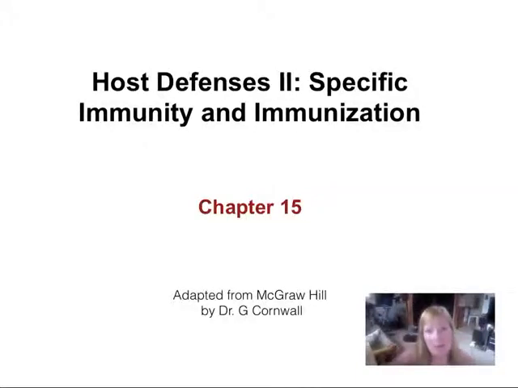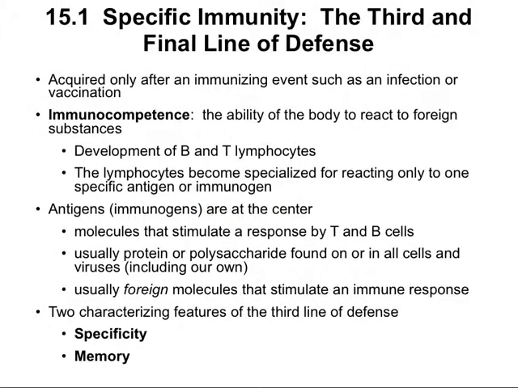In the last chapter, we covered the first and second lines of defense, as well as introduced some of the various blood cell types. In this chapter, we'll be moving on to look at the third line of defense, that is, specific immunity. So when the barriers and non-specific defenses fail, the immune system has one more trick up its sleeve, one more mechanism to resist infection.